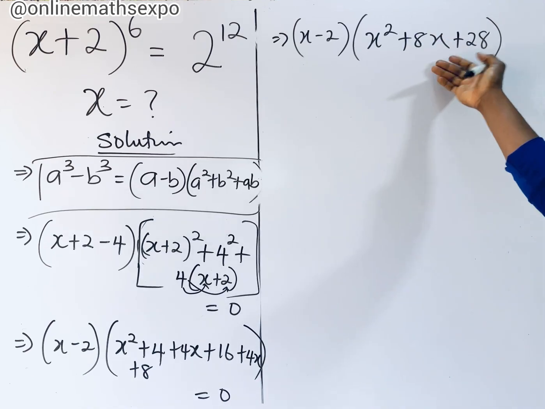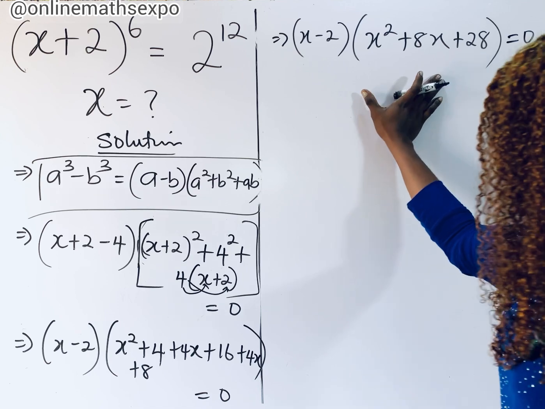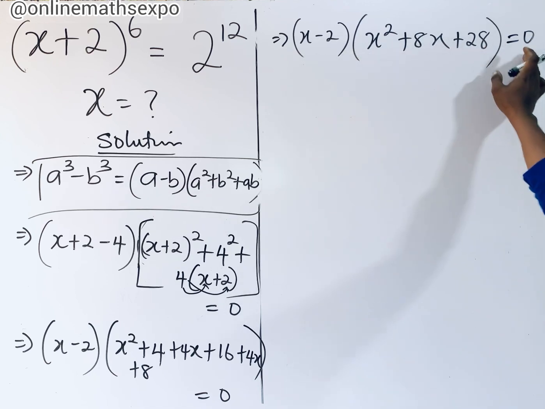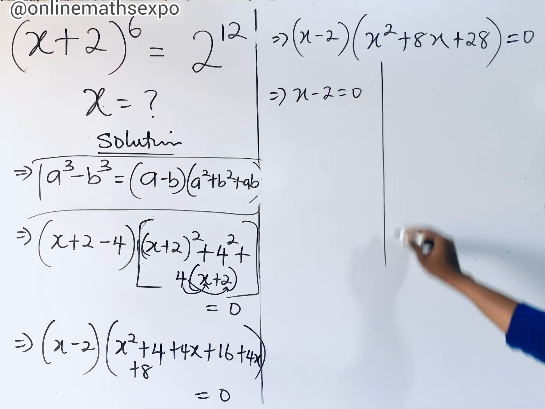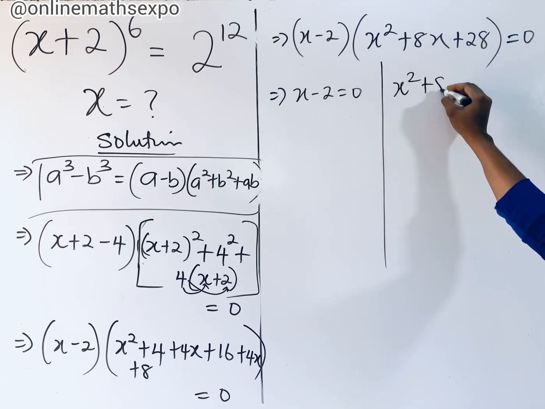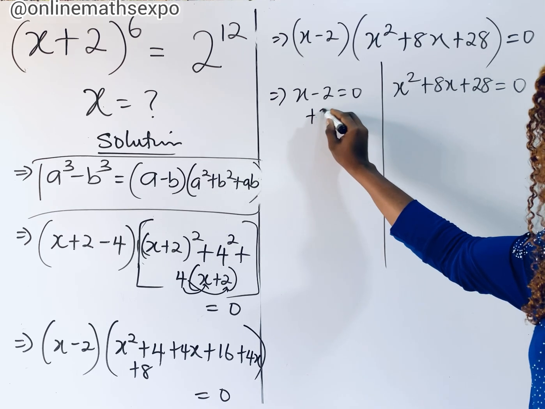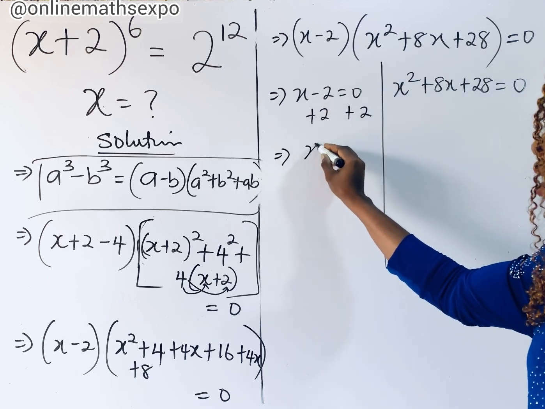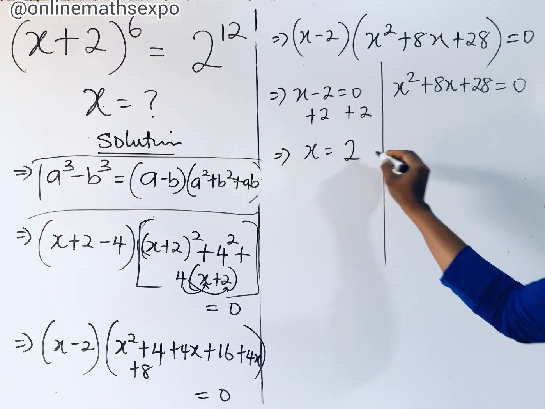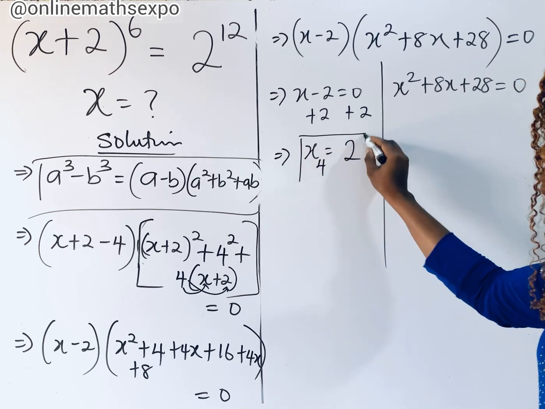So we're going to have this is equal to 0. Now, at this point, you will see that if these two are equal to 0, it means that x minus 2 is equal to 0, and x squared plus 8x plus 28 is also equal to 0. Now, to get x here, just add 2 to both sides because it's subtracting. If you do that, you have x is equal to 2. Did you see? So this gives us the fourth value of x.